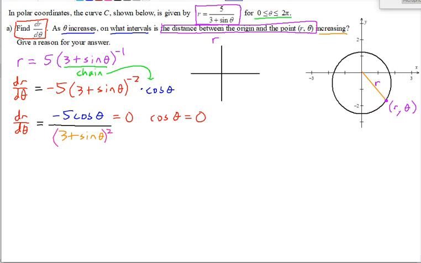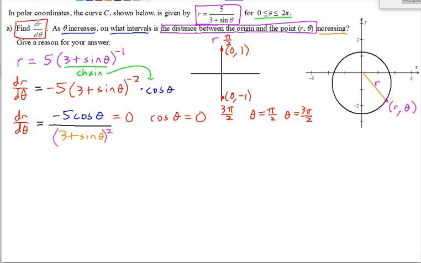Well, cosine is the x-coordinate. So the x-coordinate is 0 right here at the point 0, 1. That's the angle pi over 2. So that's one critical number. And also right down here, that's the point 0, -1 at 3 pi over 2. So those would be two critical numbers. Theta equals pi over 2, and theta equals 3 pi over 2. Both of those make the derivative equal to 0.